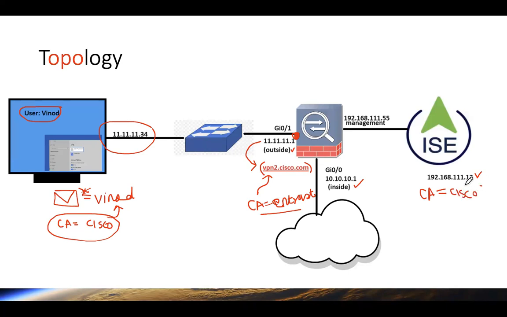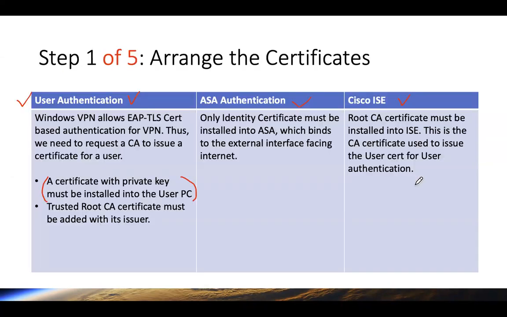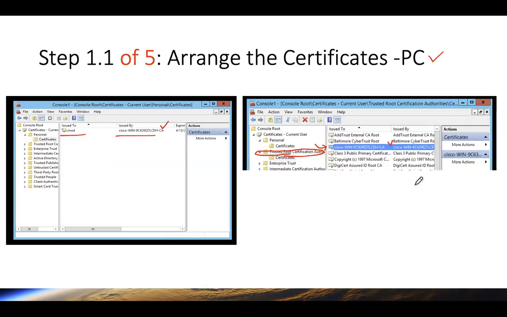That's the simple certificate requirement, guys. First, install the private root CA, private certificate on the Windows machine. Second, the issuer of the CA, the root CA, must be installed into Cisco ISE as well. That's the certificate requirement, that's the screenshot.